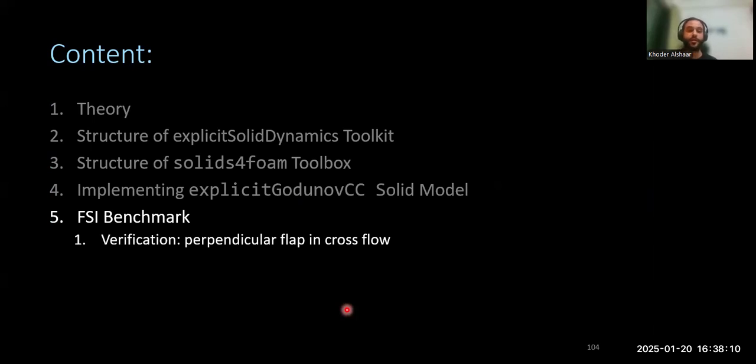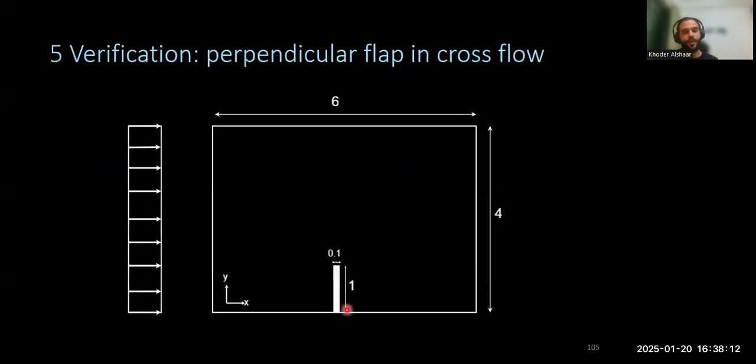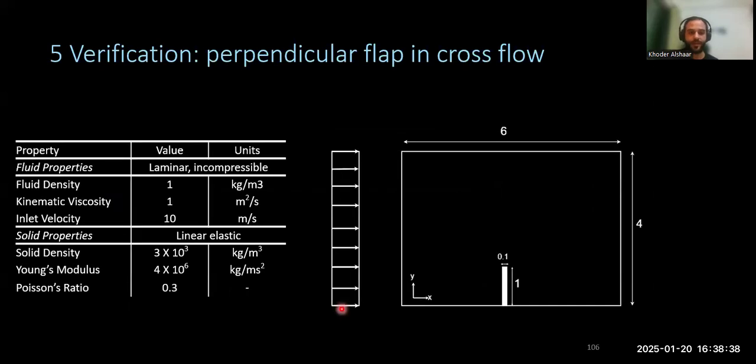So moving on, I will now talk about the one single FSI benchmark for verifying the implementation and the algorithm, which is the perpendicular flap in crossflow. It's a simple 2D test case where there is an elastic pile in the middle of the domain, and there is an incompressible fluid coming from the right-hand side and exiting. We have a wall on the top and a wall on the bottom. This pile is fixed on the bottom side. These are the properties that we are using. The fluid is laminar and incompressible, and the solid is linear elastic.